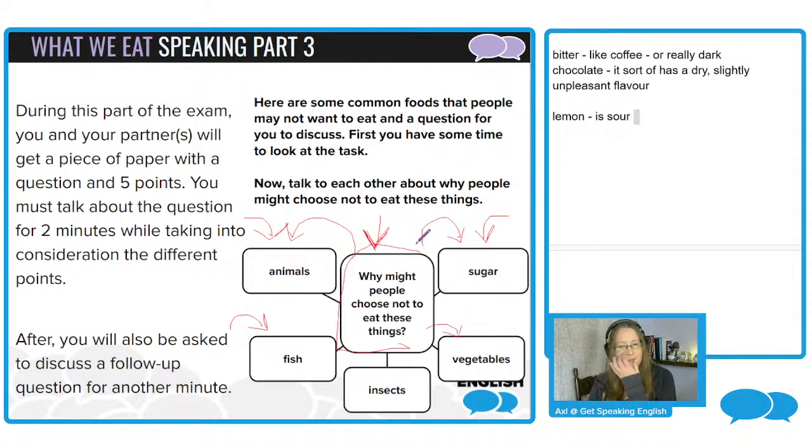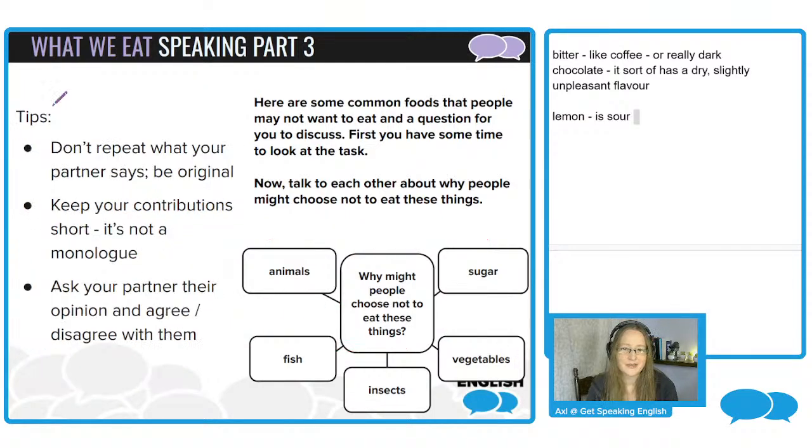So here, for example, in this task, we have, why might people choose not to eat these things? And we have animals, sugar, fish, insects, vegetables. So we have a couple different options. You would have a conversation for 2 minutes about this, and then there would be a follow-up question that you would talk about for an additional minute based on this information.